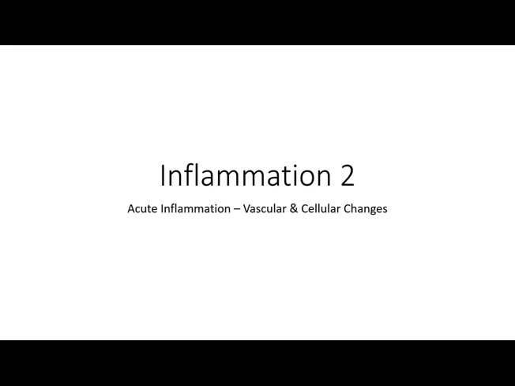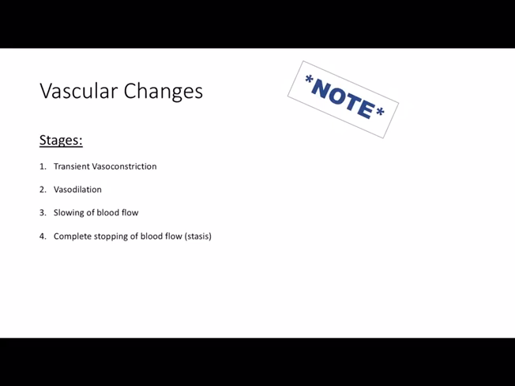So let's get started. Acute inflammation is mainly characterized by vascular and cellular changes. Talking about vascular changes, there are 4 stages, the first one being transient vasoconstriction, which is followed by vasodilation. So you must have heard before that in inflammation there is vasodilation. But what causes this transient vasoconstriction before vasodilation?